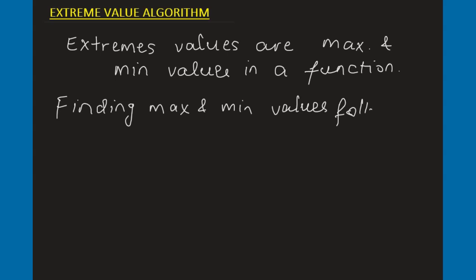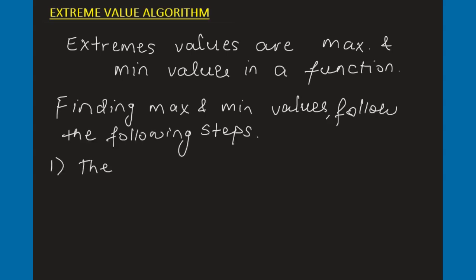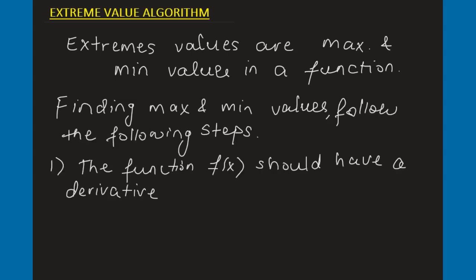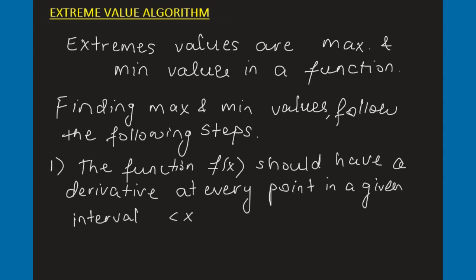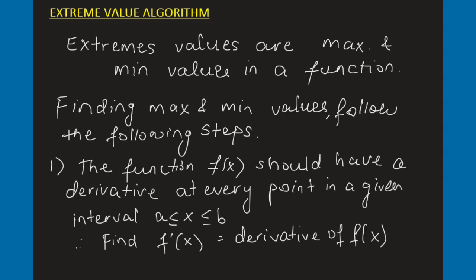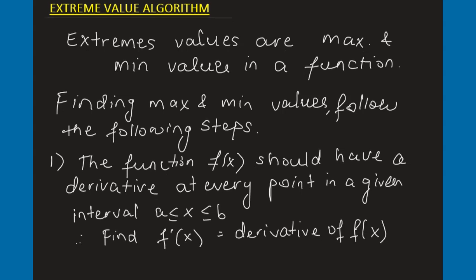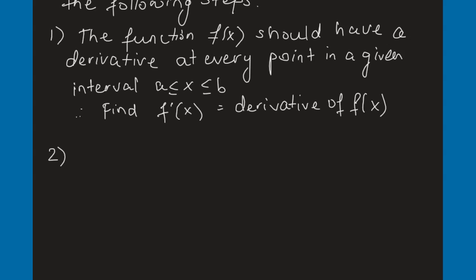You need to follow the following steps. First step is the function needs to have a derivative at every point in a given interval. We can represent the interval with lower limit a and upper limit b. Therefore, we have to find f prime x, that is the derivative of f(x). If we are able to get the derivative of f(x), then we follow the next step, where we put the derivative equal to 0 and find critical numbers.